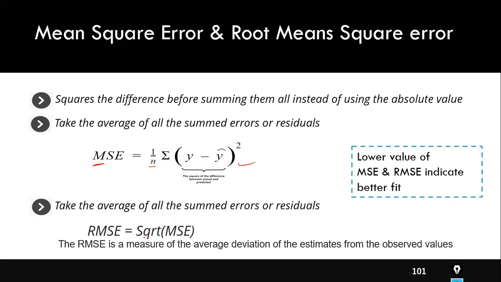The advantage of root mean squared error is that it is a measure of the average deviation of the estimates from the observed values. Another advantage is that it gives you the error in terms of the target variable's unit of measure, the price. It gives you the error in terms of the housing price in this example. So a lower RMSE value indicates a better fit. Lesser the error, better the fit.